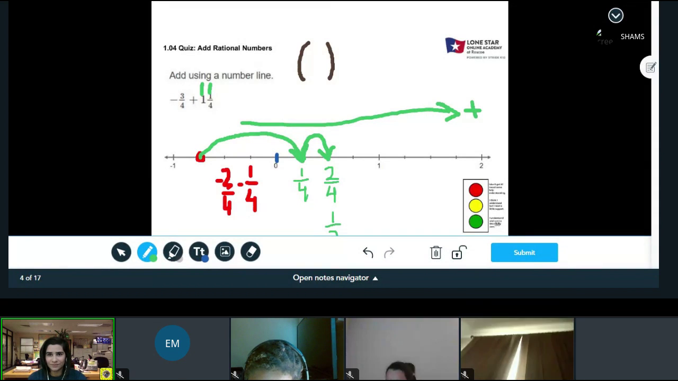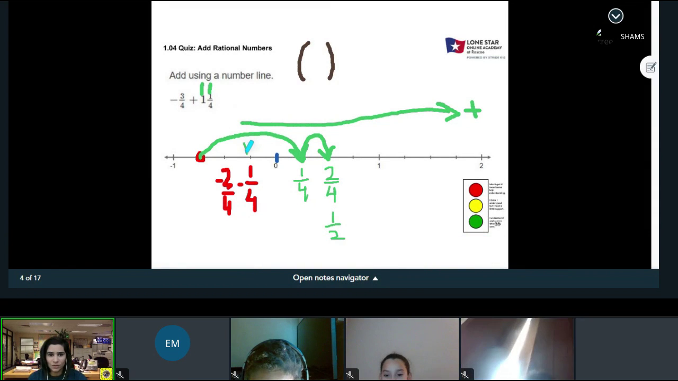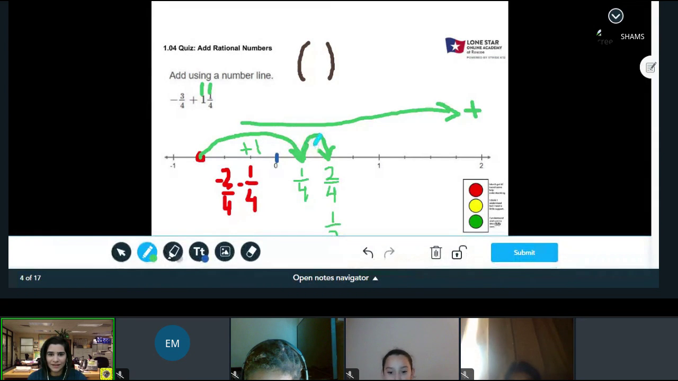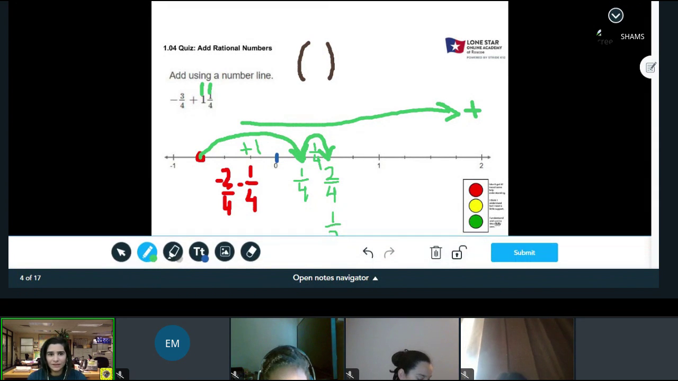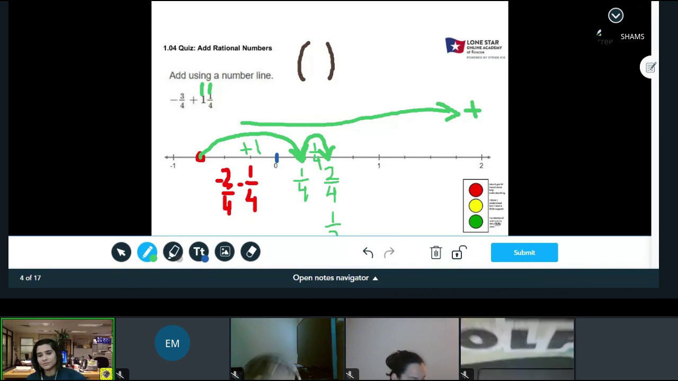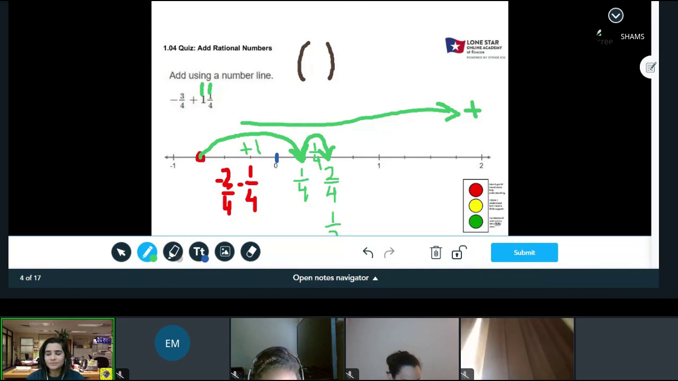Does that make sense? Here I added 1. And here I added 1/4. I added 1/4 more. So ultimately I added 1 whole and 1/4. And there's more depth to this topic than I can go over in this limited amount of time.